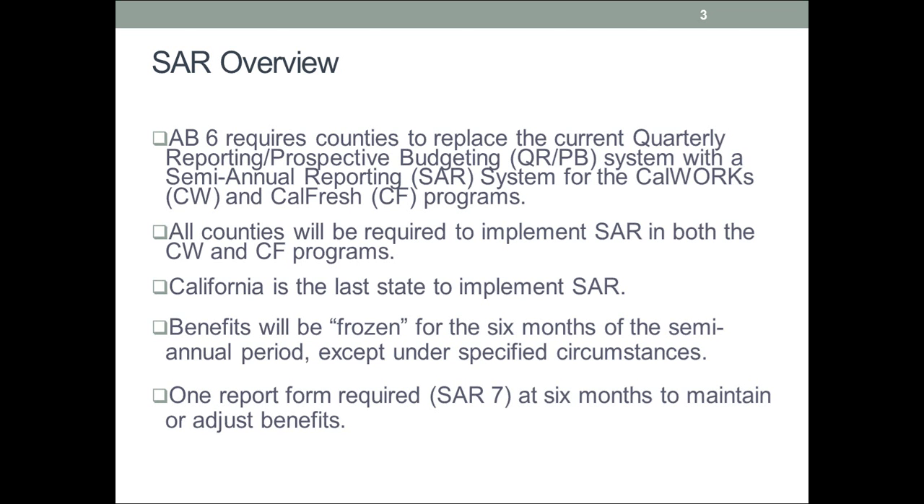Benefits under SAR are frozen for 6 months of the semi-annual period. That essentially means that when benefits are determined at intake or at recertification or at the submission of the periodic report, which is the SAR 7, the client and the eligibility worker will evaluate the client's circumstances and determine how much income, if any, should be counted to determine the household's benefits for that 6-month period. The benefits, as it states, are frozen unless there are certain changes, which we'll be talking about later on in the presentation.